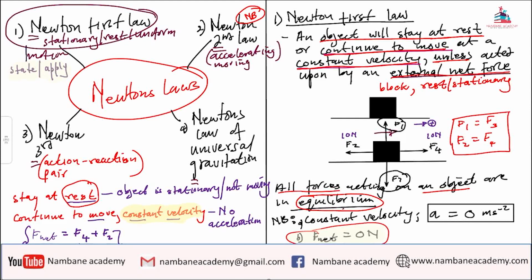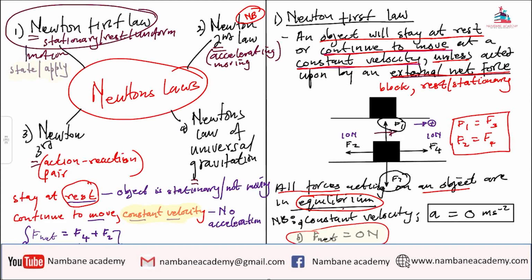However, the law continues to say or continue to move at a constant velocity. What is the meaning of constant velocity? Acceleration is 0. We highlighted that on this particular slide. So when we say acceleration is equal to 0, we are basically saying the net force is equal to 0. Remember, objects can only move provided there is a force.